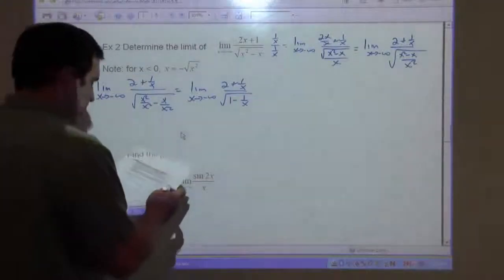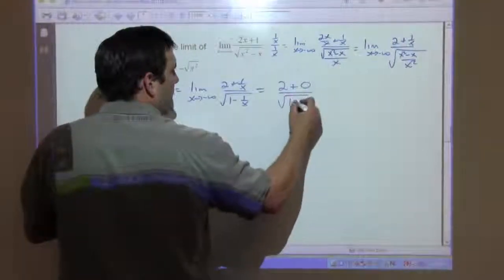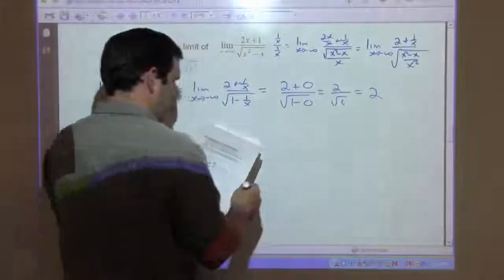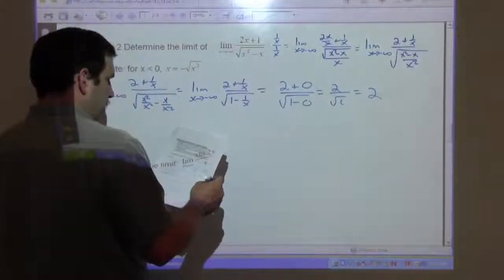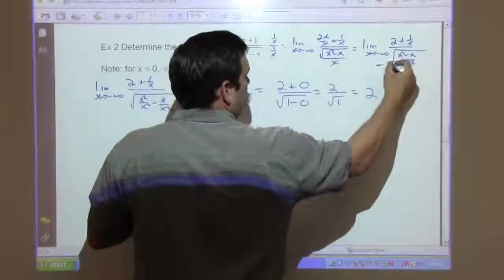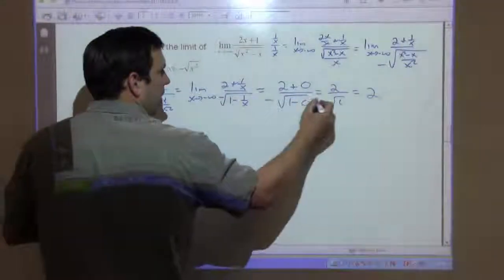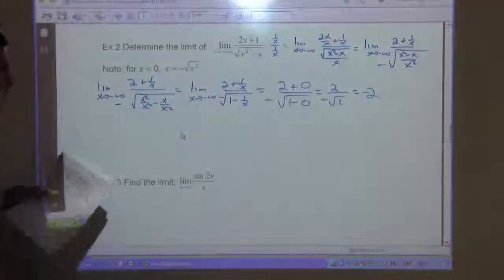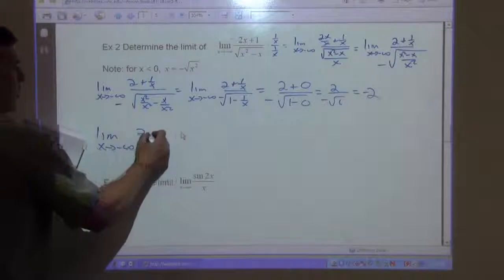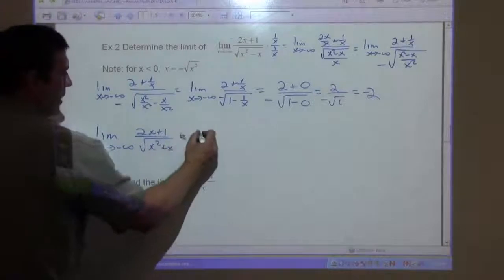So now as we apply our limit, it's going to be 2 plus 0 over the square root of 1 minus 0. It's 2 over the square root of 1, which is 2. And I think I need to treat this as, right here, when I brought this in here, call this negative. As we just saw right there, it's negative here, negative there, negative there, negative there. It's negative 2. So our limit as x goes to negative infinity of 2x plus 1 over the square root of x squared plus x is negative 2.